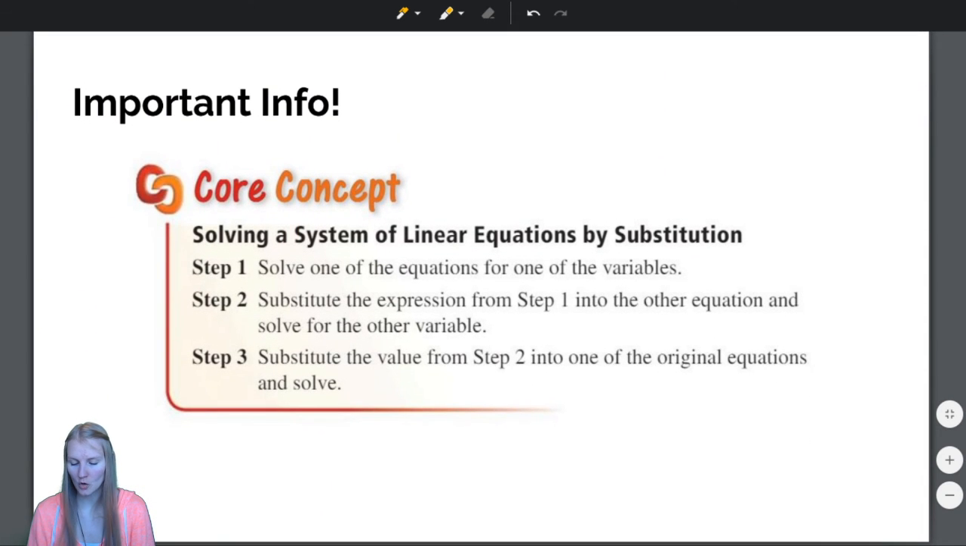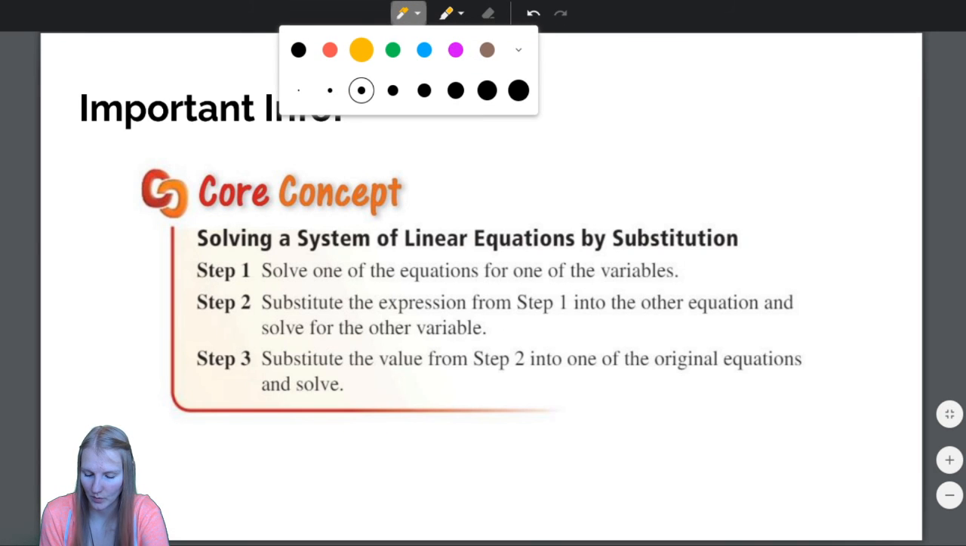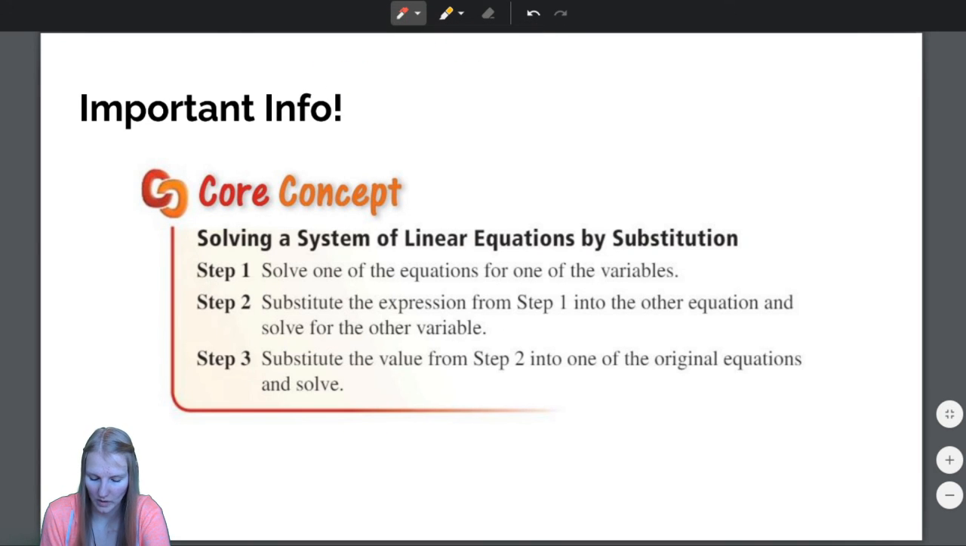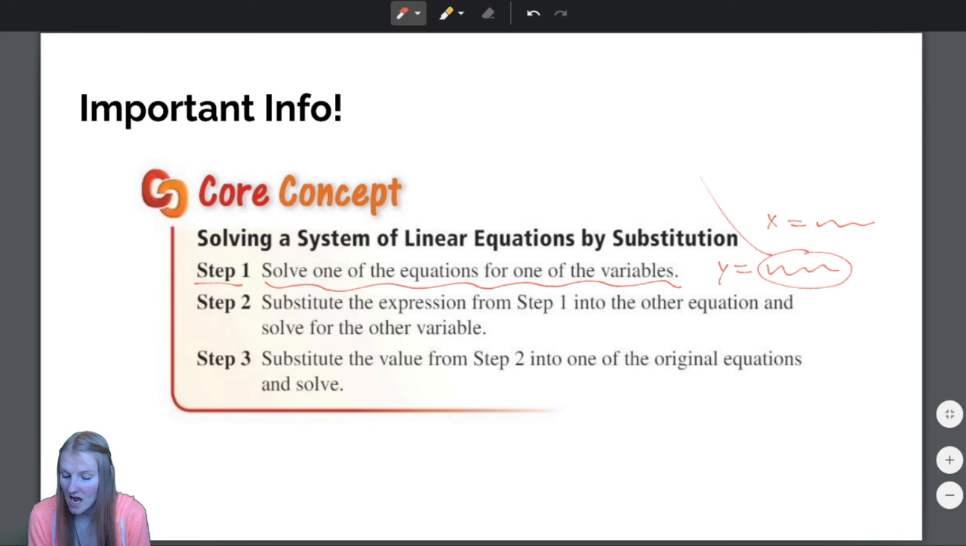By substitution. Well, remember we had step 1, which was solve one of the equations for one of the variables. Now, yesterday and in our entry task, we already had one of the equations. We had y equals something, or we had x equals something. So it was really easy to take that and just plug it in for y.